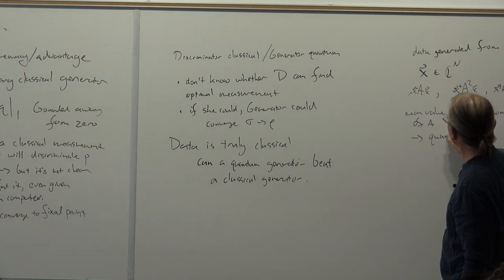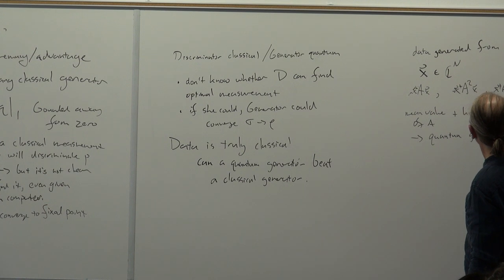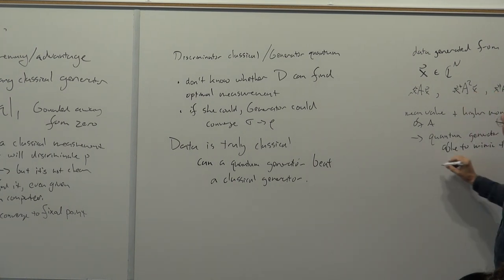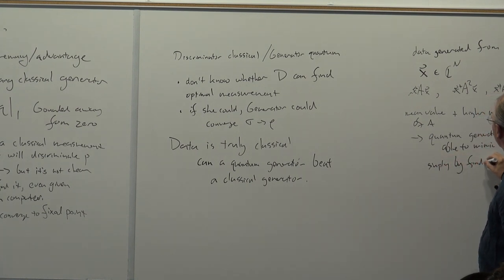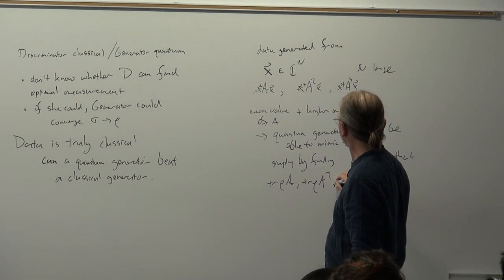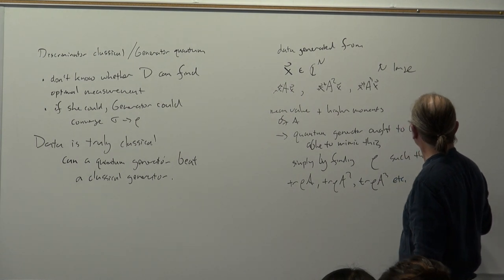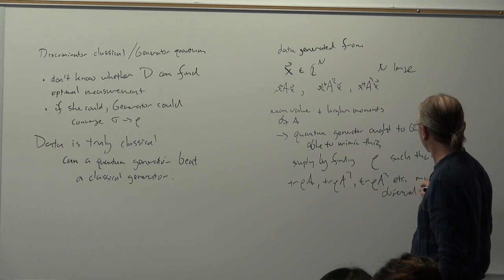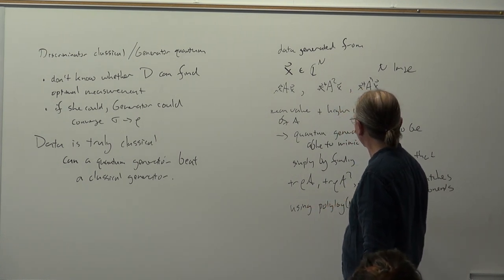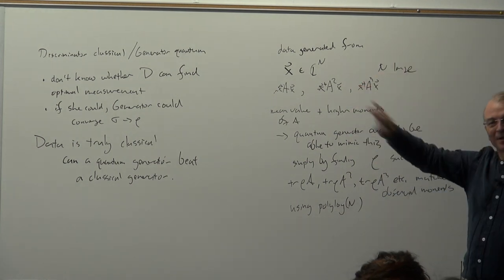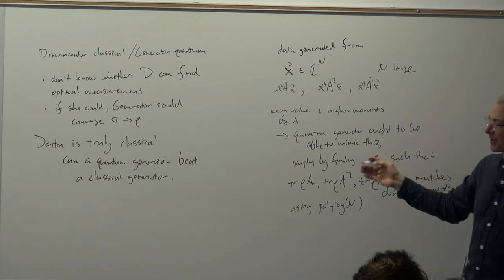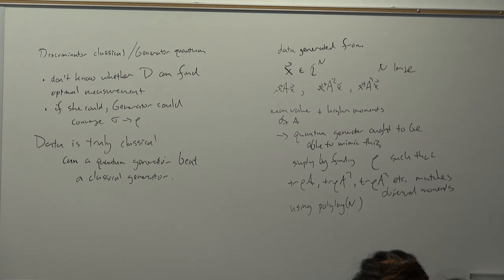Then the quantum generator ought to be able to mimic this, simply by finding rho such that trace rho A squared, trace rho A cubed, et cetera, matches the observed moments. And this is using resources poly log of n, because the point is that here are these vectors in this huge dimensional space, and you're sampling from these measurements that mimic quantum measurements. But then a quantum generator ought to be able to find this, because you're just using a classical system to mimic some actual quantum system right here.